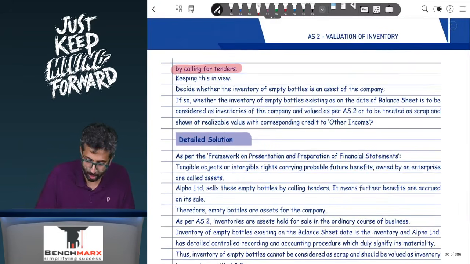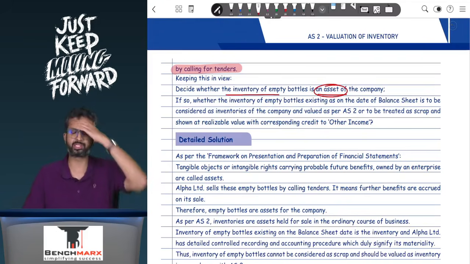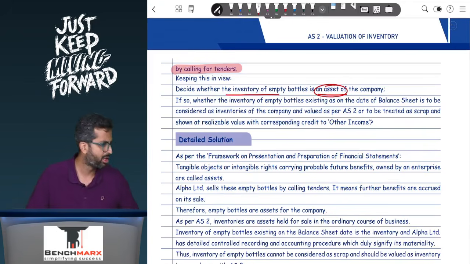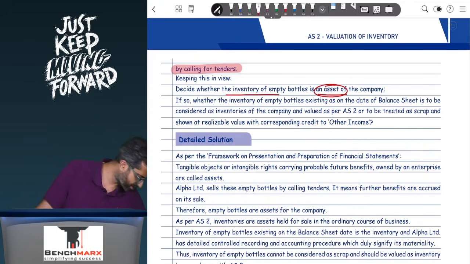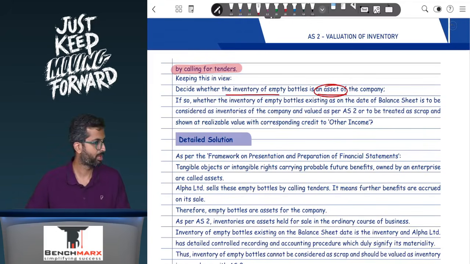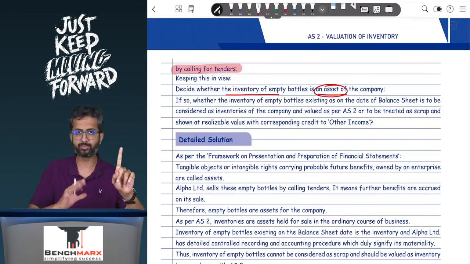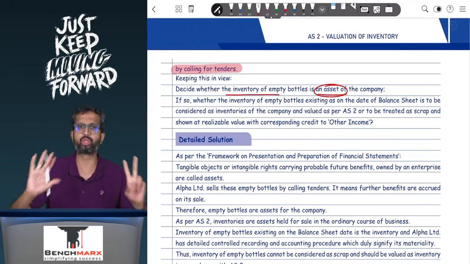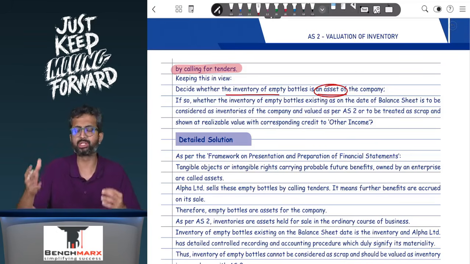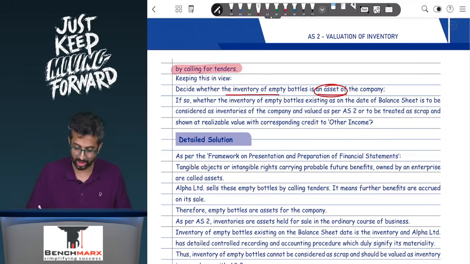Keeping this in view, decide whether the inventory of empty bottles is an asset for the company. Now, how do you define an asset? As per the framework, an asset is defined as a resource controlled by the entity. Bottles are controlled by the entity due to past events and are capable of giving future economic benefits. Now I can sell these bottles and get some benefits, and hence the bottles are very much an asset.